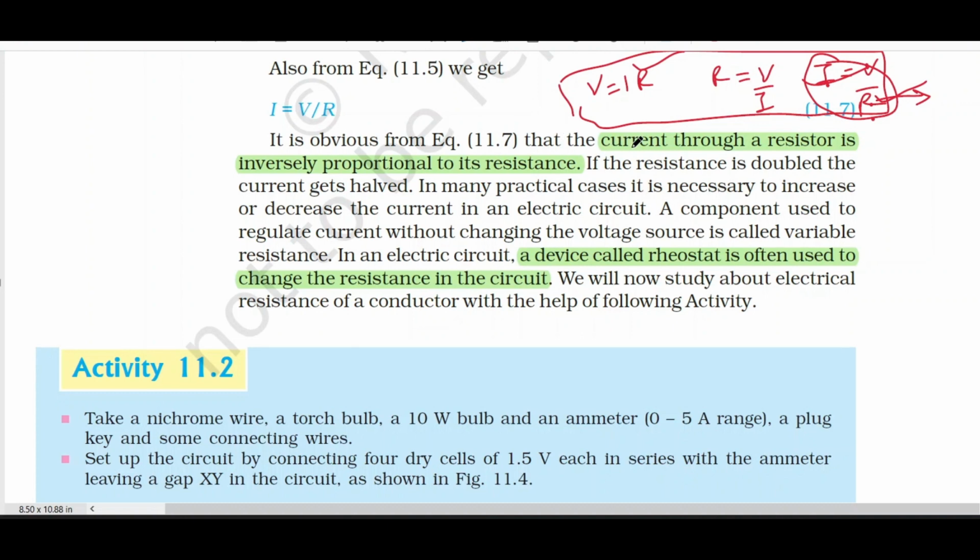ओके, so initially when we were looking at V and I, we were saying that they are directly proportional. This is inversely proportional. Current through a resistor is inversely proportional to its resistance. If the resistance is doubled, the current is halved. अगर resistance double होगा तो current आधा हो जाएगा. In many practical cases, it is necessary to increase or decrease the current in an electric circuit. A component used to regulate the current without changing the voltage source is called a variable resistance.